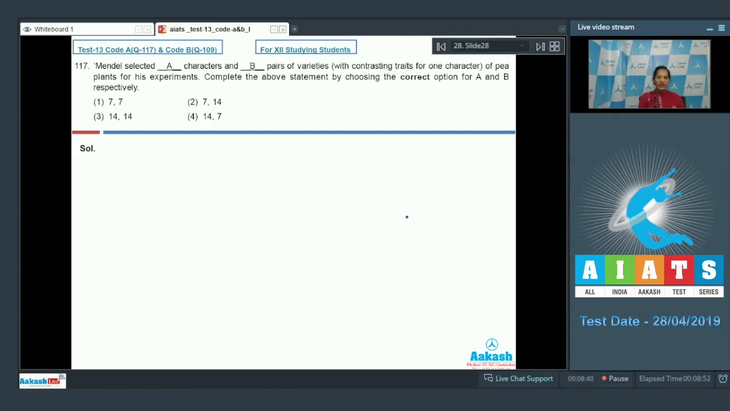In this particular question, please pay attention that it is written as pairs of varieties, not the varieties. Otherwise, the second option which says 7 and 14 could have been correct if it is varieties, not pair of varieties. But here in the question it is pair of varieties, so 7 and 7. So the correct option for the given question is option number 1. Let's move to the next question.